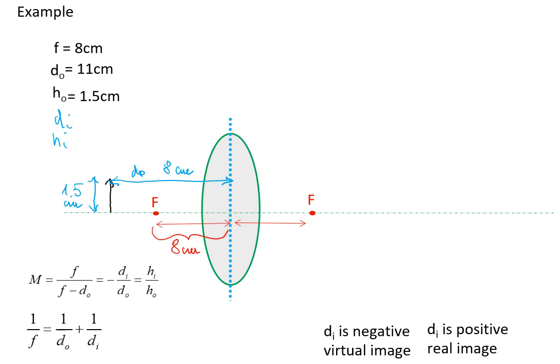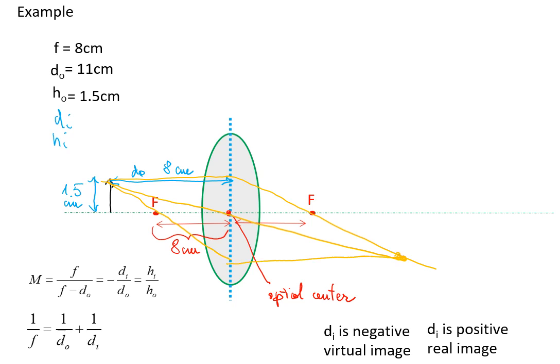So let us redo the same process as before. Here, let's put here the optical center. Okay, so we want to compute both di and hi.